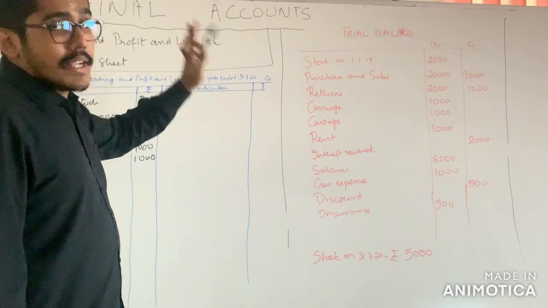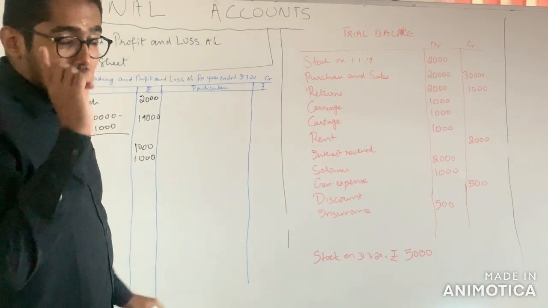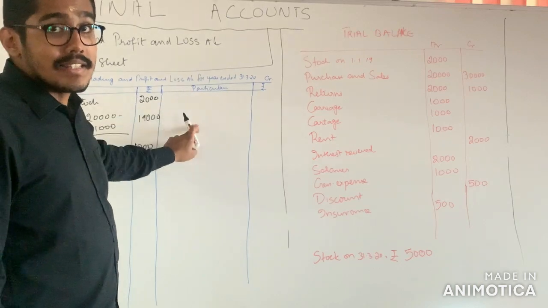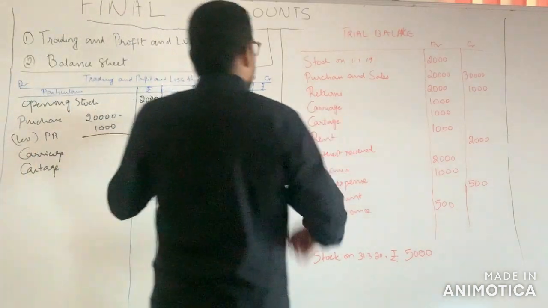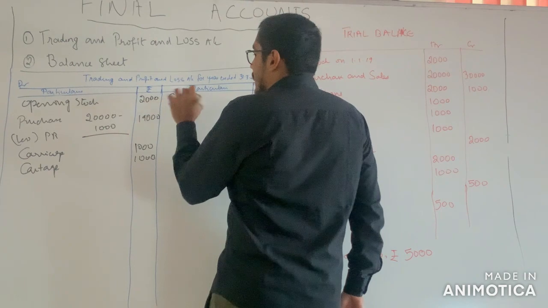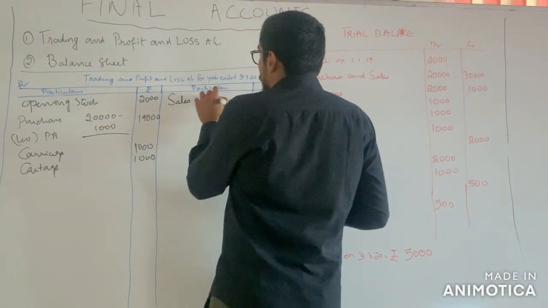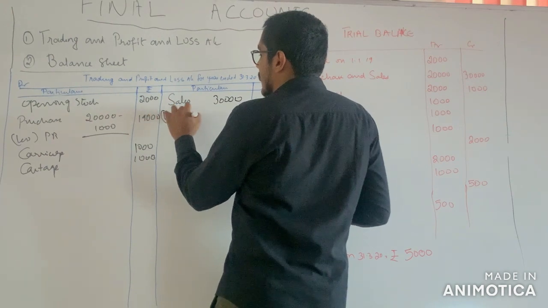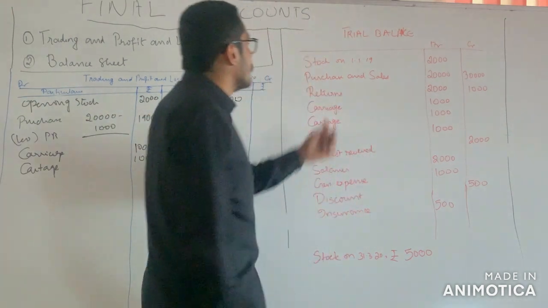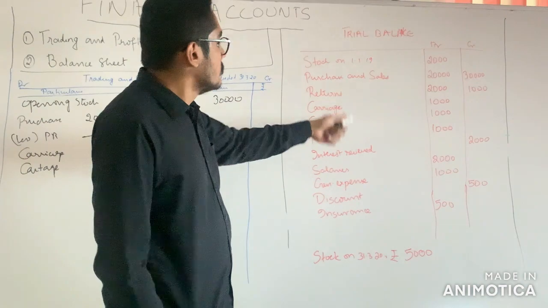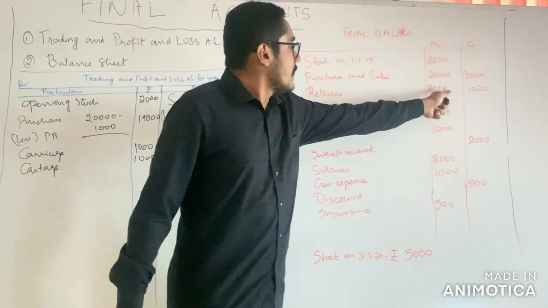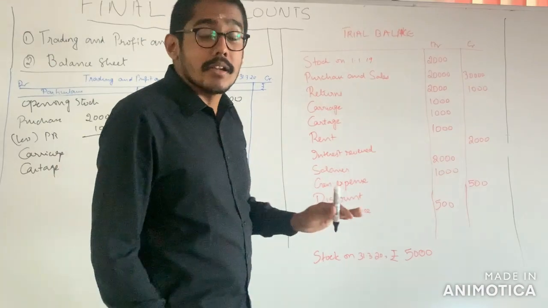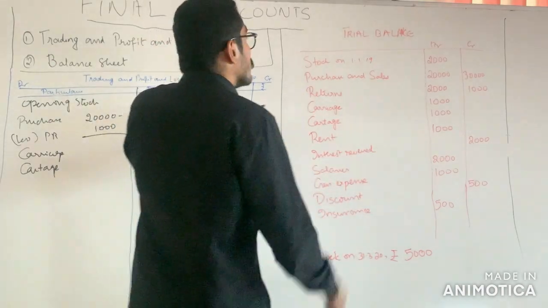Now coming to the credit side of trading account. Recollect the format. What was here? Sales less sales returns. What is the sales amount here? Sales on the credit side, it is 30,000 rupees, right? So sales 30,000 rupees less returns. What is the returns? The returns is on the debit side, 2000. Sales returns will be on the debit side and purchase returns will be on the credit side. So minus 2000.